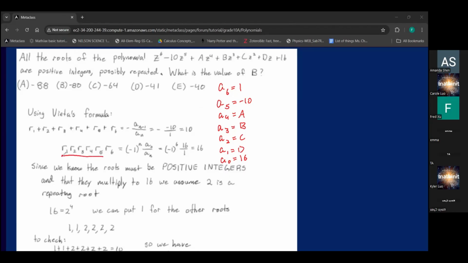And then we're trying to find the product. So R1 times R2 all the way until R6 is equal to -1 to the power of the highest degree in the polynomial. Remember, n is 6 because that is the degree of the leading term. And -1 to the power 6, since 6 is an even number, this just becomes +1. And we have 16 divided by 1, so this becomes 16.